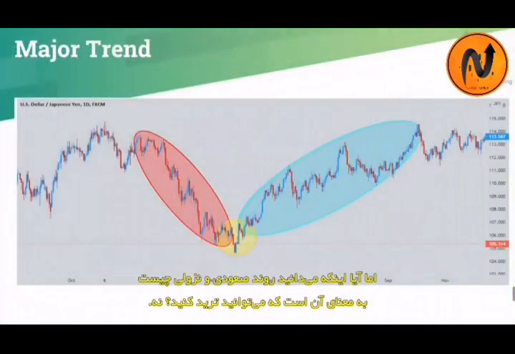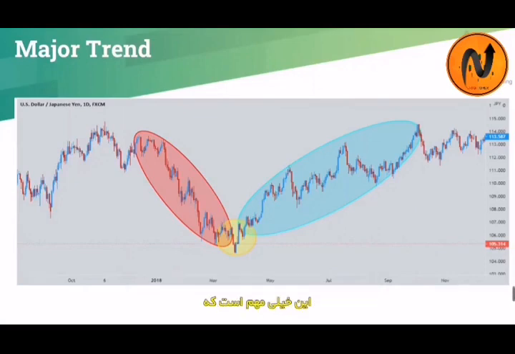So if you know what an uptrend is and what a downtrend or bearish trend is, is that ultimately how you're supposed to trade? No. It's very important to identify whether you're in a major trend or in a minor trend.